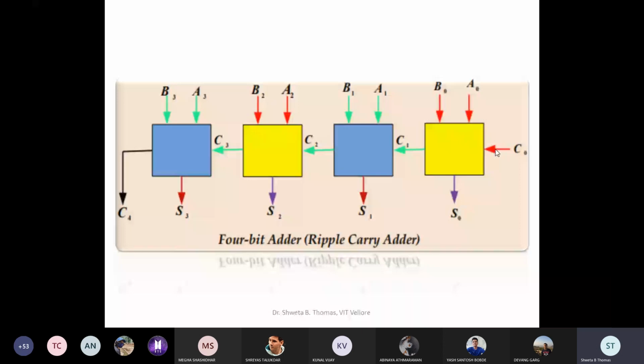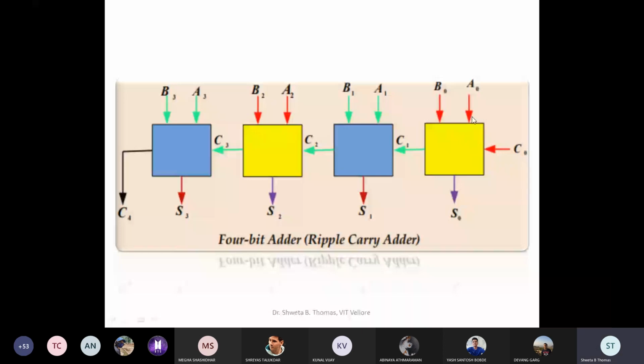0. Yes, 0, ma'am. Why should it be 0? Because initially there is no previous carry. Yes, you can remember it in two ways: there is no previous carry, or always keep C naught, the initial carry, equal to 0. So what is the logic here? This C naught will always be 0.